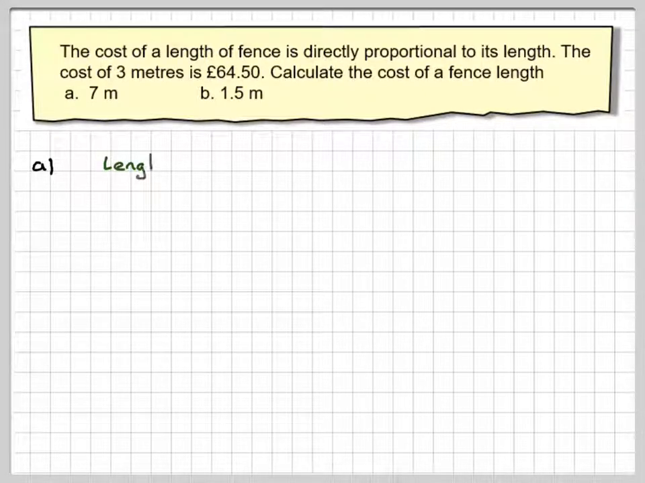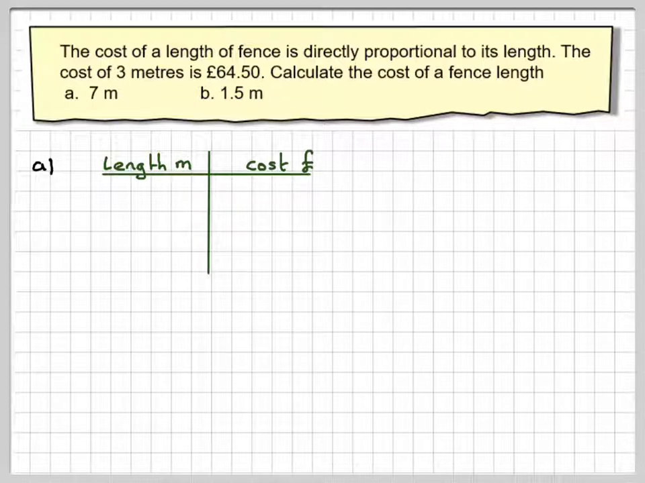The important thing to realise is that this is directly proportional, so making a table with the two quantities, we have length and we have cost, and we know that 3 metres costs £64.50, and we want to first of all find out how much 7 metres costs. So what we have to work out is what do I multiply 3 by in order to get 7? And the answer will always be this number divided by this number. So that's going to be 7 over 3.